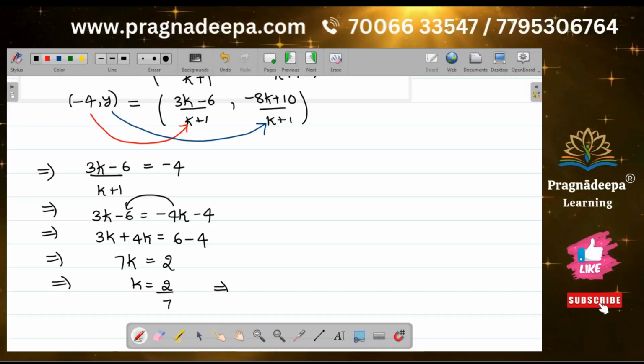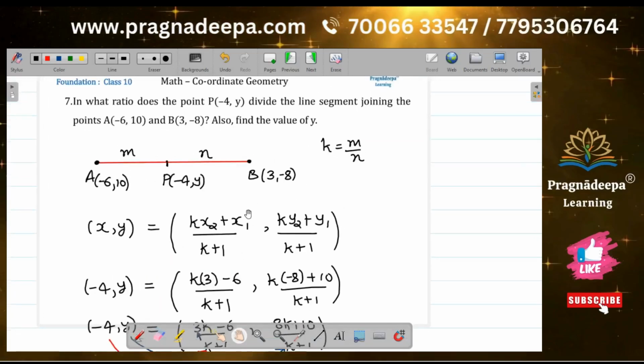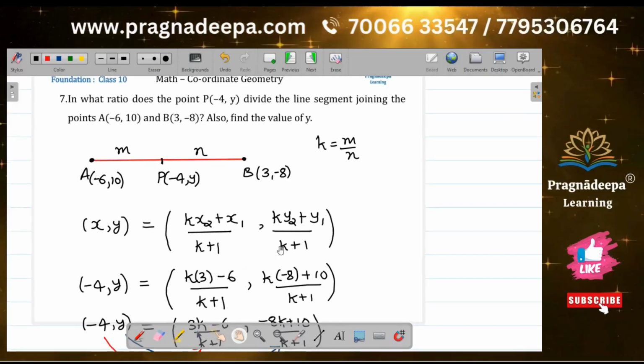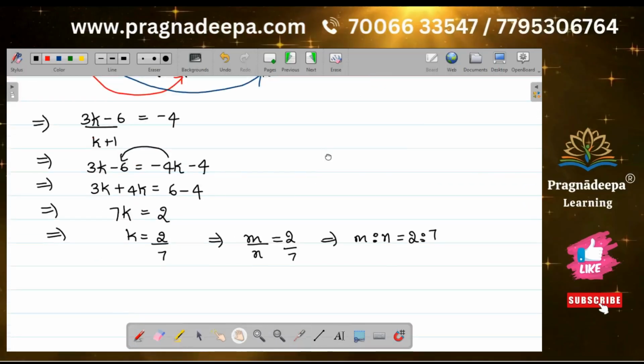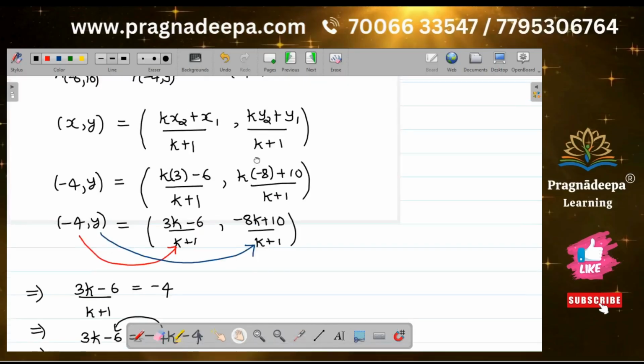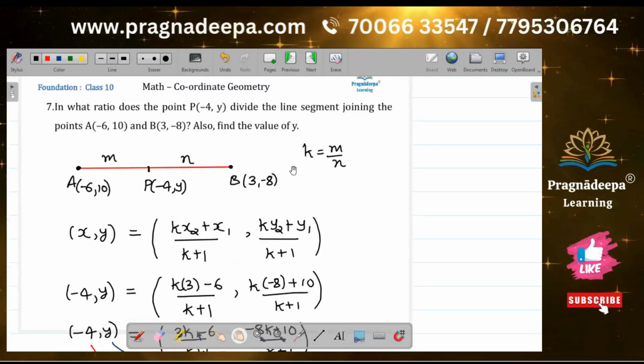So what does it imply? It implies k is nothing but m is to n, right? m by n is equal to 2 by 7. This is nothing but m is to n is equal to 2 is to 7. So that means that point P divides the line segment in the ratio 2 is to 7. Okay, so next they are asking to also find the value of y.